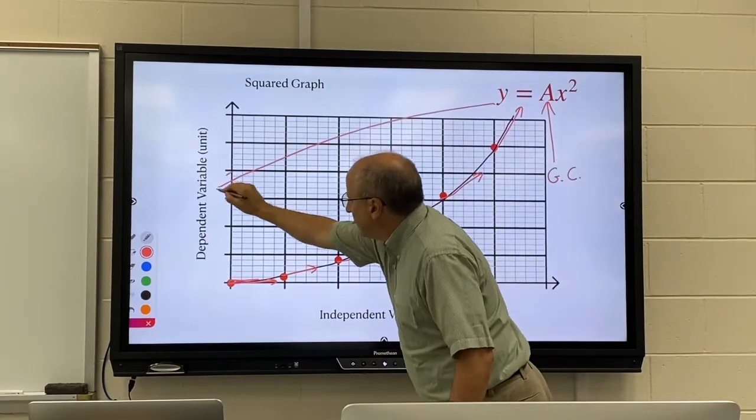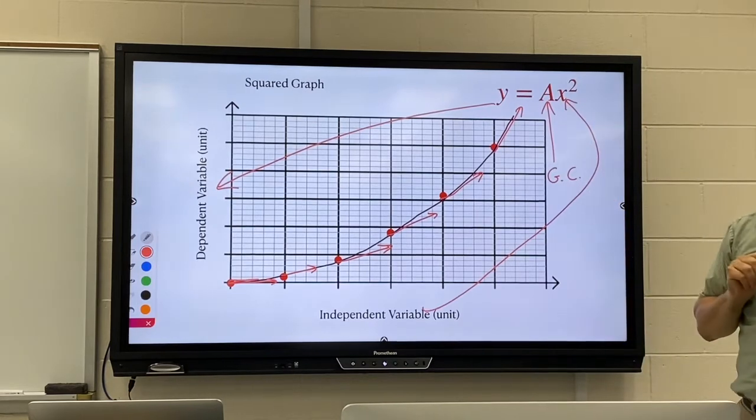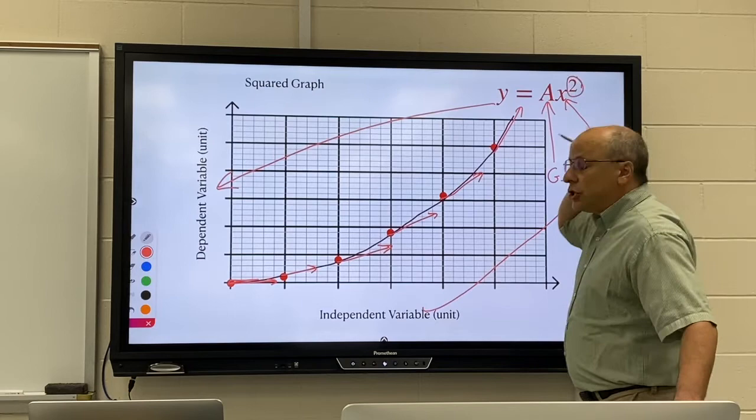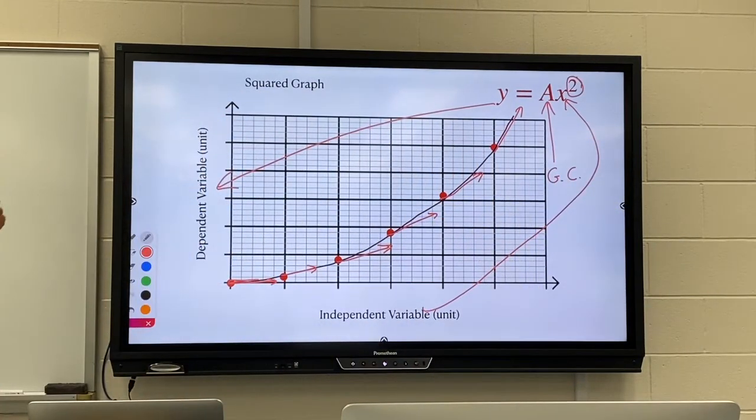Y is whatever's on the y-axis. The x is whatever's on the x-axis. So don't use y and x. It's squared for your x, and that's why it's called a squared graph.